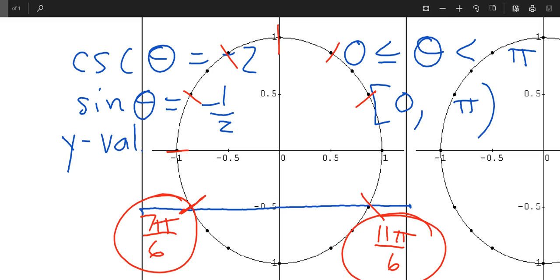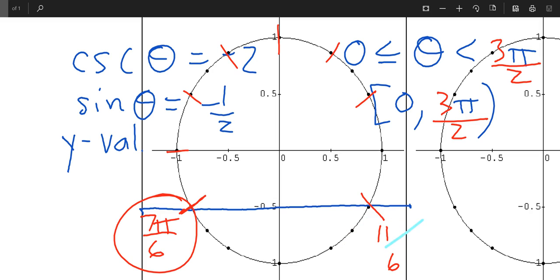What if I changed it to, say, this? Then I only have one answer, right? Because that gets rid of the last option. This is no longer an acceptable answer because we have to stop at 3 pi over 2 with all possibilities. Okay?